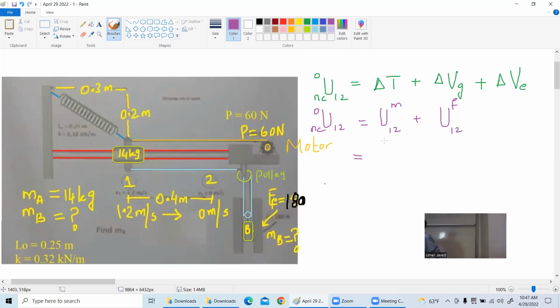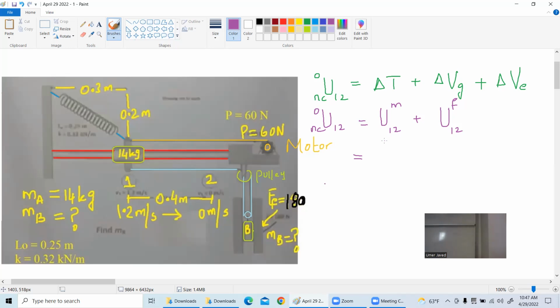So just so that everyone is with us, what is change in kinetic energy? I was asking what is change in delta T? Change in kinetic energy. Okay, now the distance is 0.4 meter. The collar starts at 1.2 meters per second. Its final velocity is 0 meters per second.